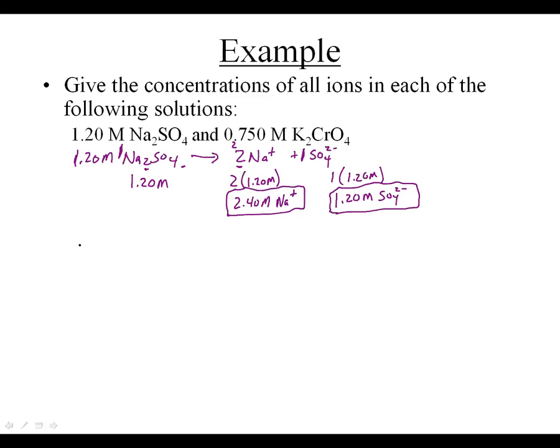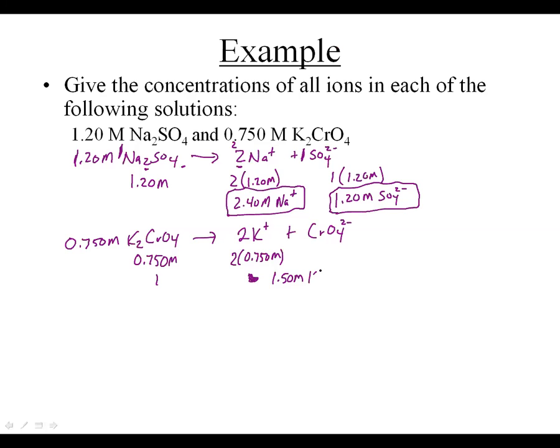Do the same thing for our second guy. Again, it is going to break apart, and when this breaks apart, we get 2 potassium ions plus a chromate. And same idea here: the whole thing is 0.75 molar. It's a 1-to-2 relationship for our potassium, so the concentration would be 2 times 0.75 molar. And what that would get you, for the potassium, is 1.50 in terms of the molarity.